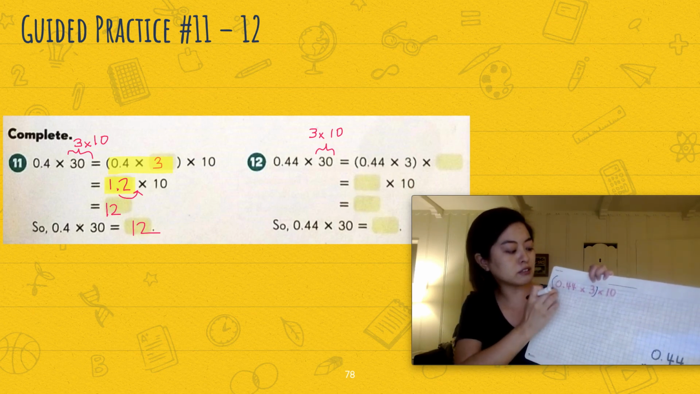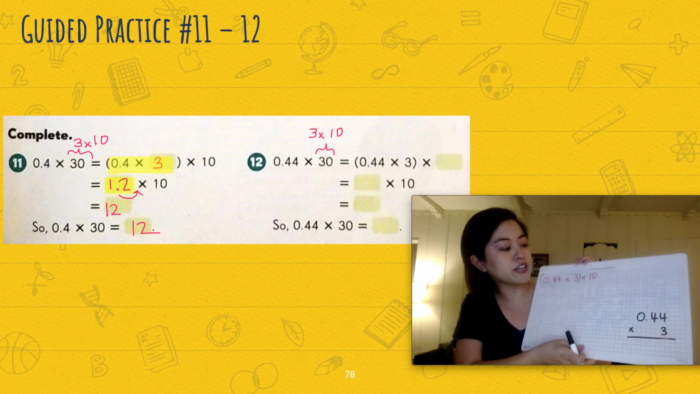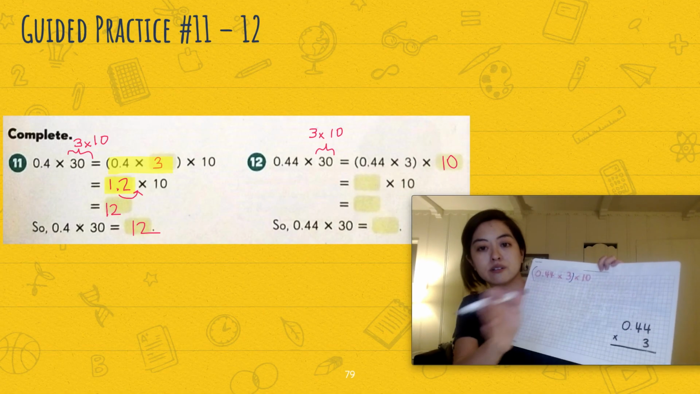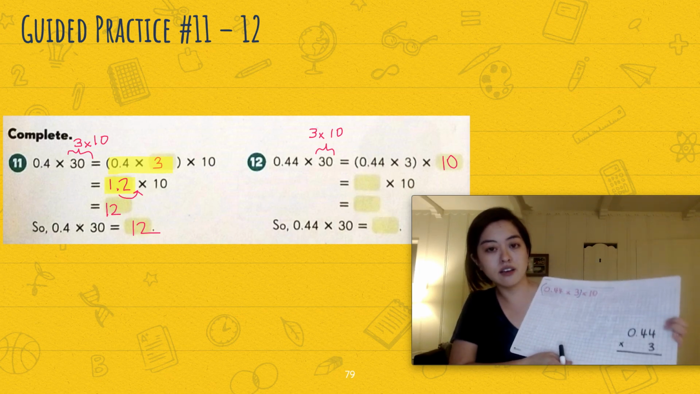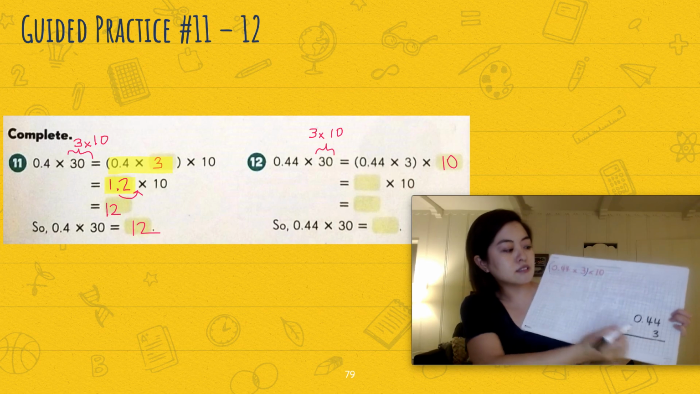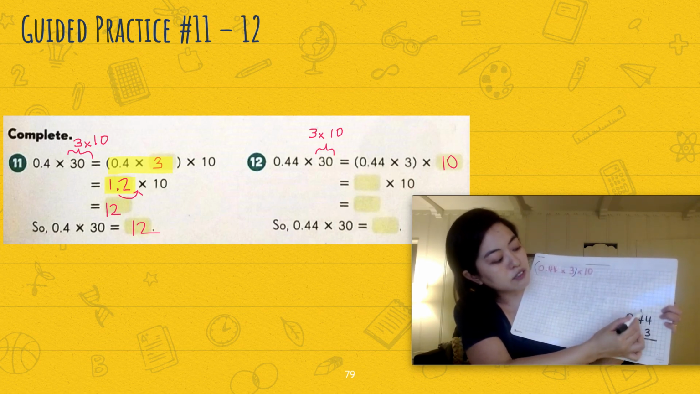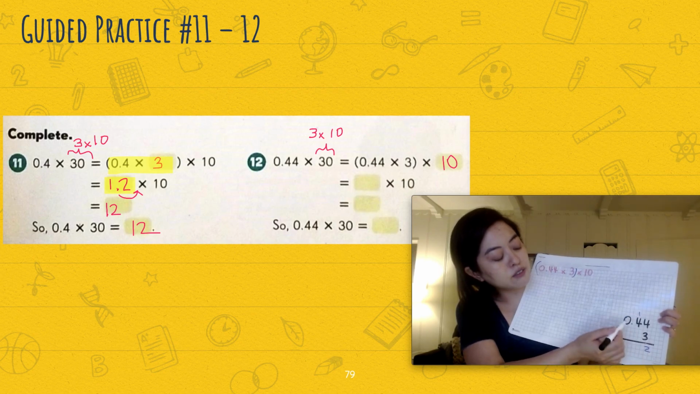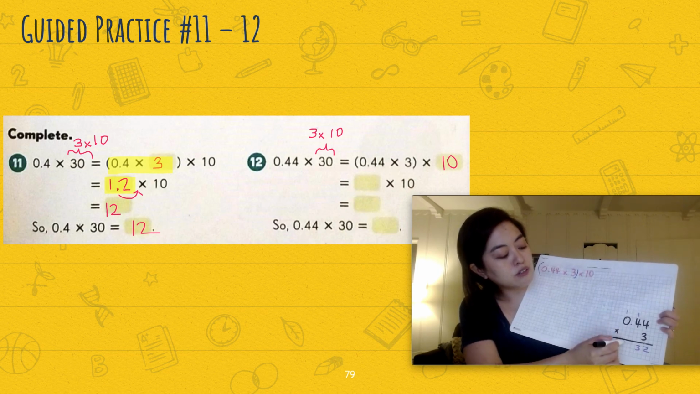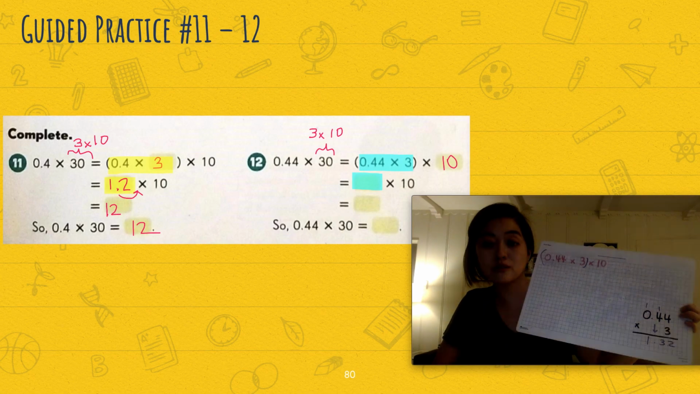So I'm going to put my parentheses around 0.44 times 3. Okay? And let's figure out what the product of the parentheses is. Okay? So 4 times 3 is 12. 4 times 3 is 12, plus 1 is 13. 0 times 3 is 0, plus 1 is 1. Drop the decimal point, so it's 1.32.